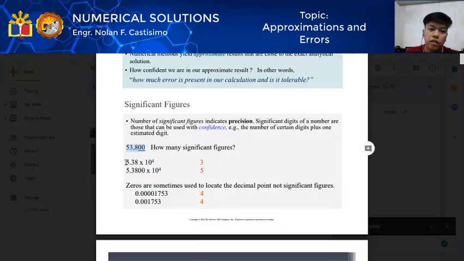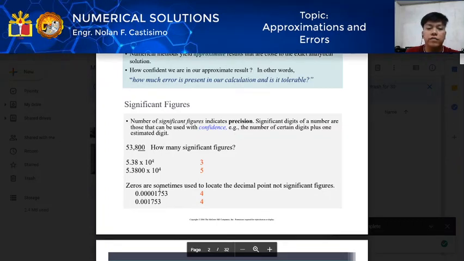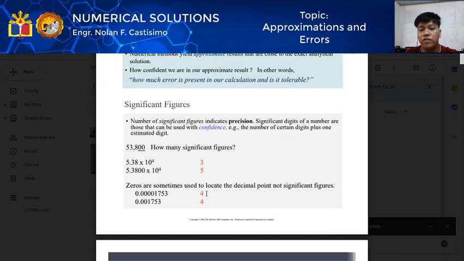In this example, 5.38 times 10 raised to 4, how many significant figures does it have? So it has 3 significant figures. And this one has 5 significant figures. Zeros are sometimes used to locate the decimal point, not as significant figures. For example, this one, we only have 4 significant figures, because the zeros at the start, the leading zeros, are not counted.